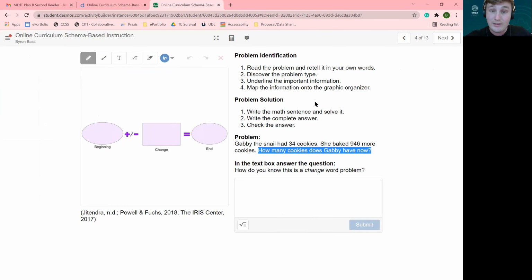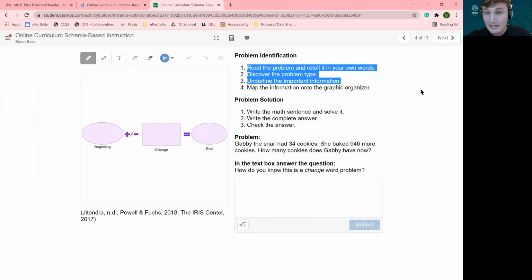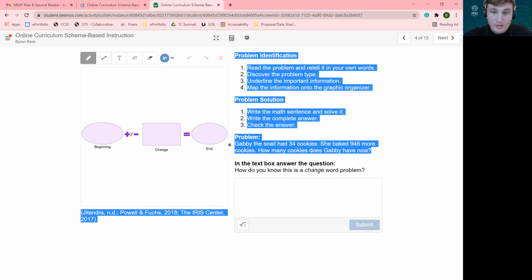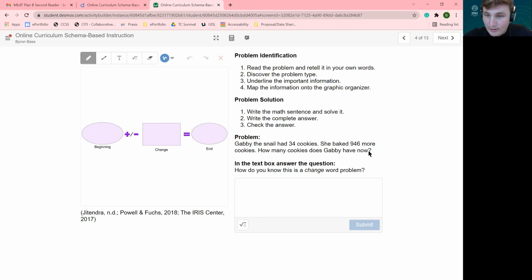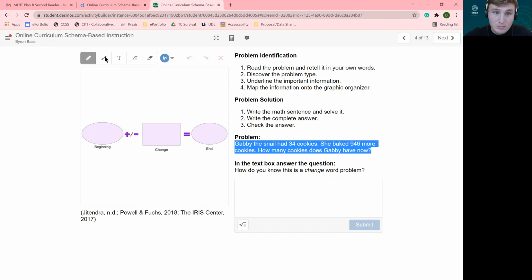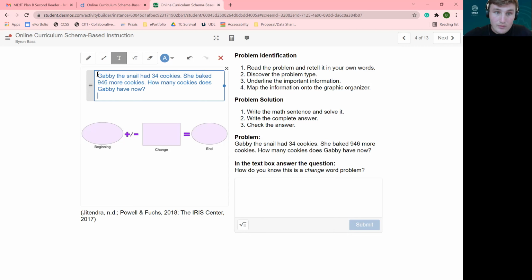You'd go through this the exact same way. The problem identification steps would be exactly the same. You'd map the problem onto the board, fill out the graphic organizer, and write your math sentence. I'll spare you the details of solving this time, but we'll go ahead and paste our problem onto the board. We'll underline our important information again.